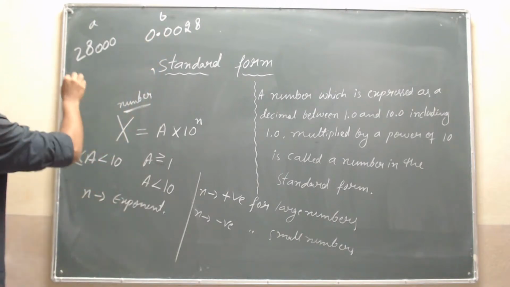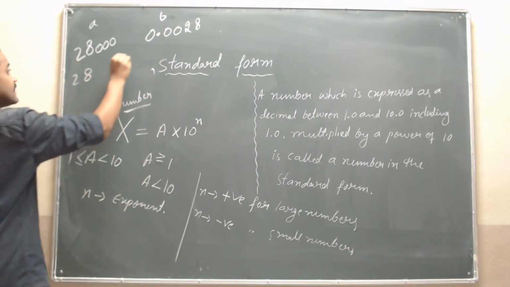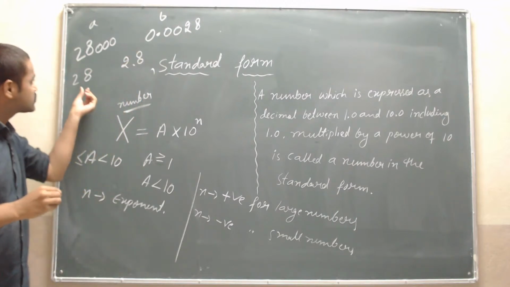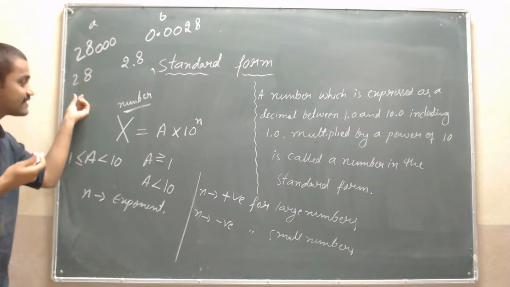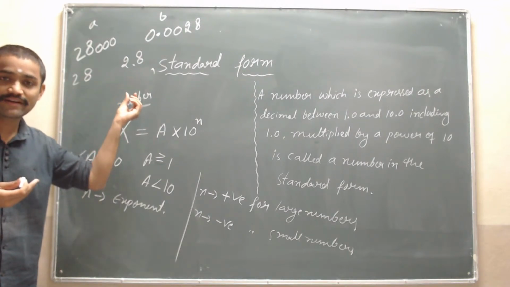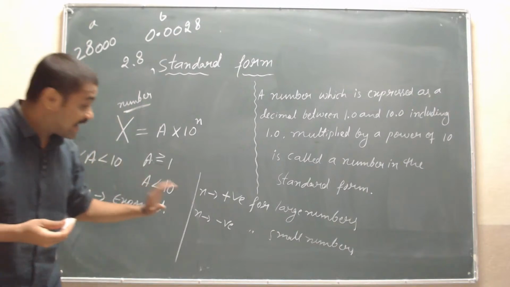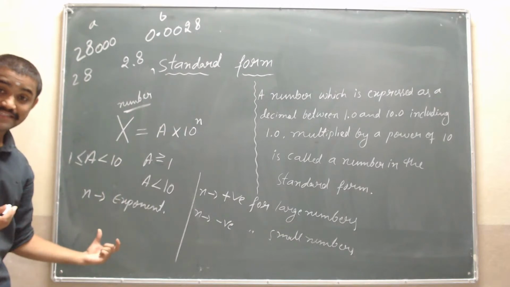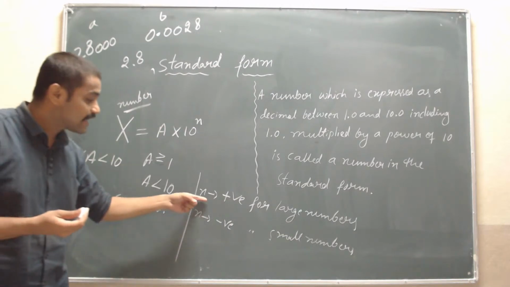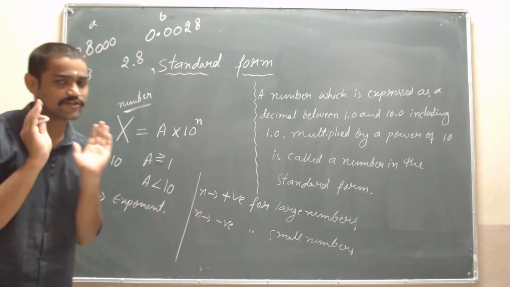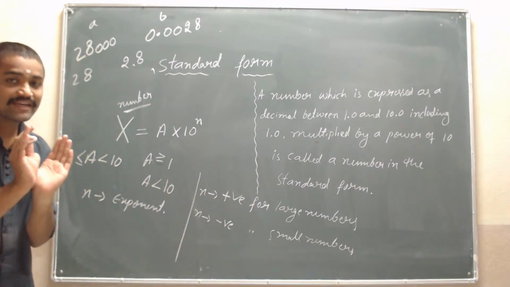Then one more example. 28 is there, here 2.8 is there. Which is the large number, students, here? Simple, 28 is a large number and 2.8 is a small number, isn't it? And n is the exponent, students. N is positive for large numbers and n is negative for small numbers. Concentrate. Is it clear?